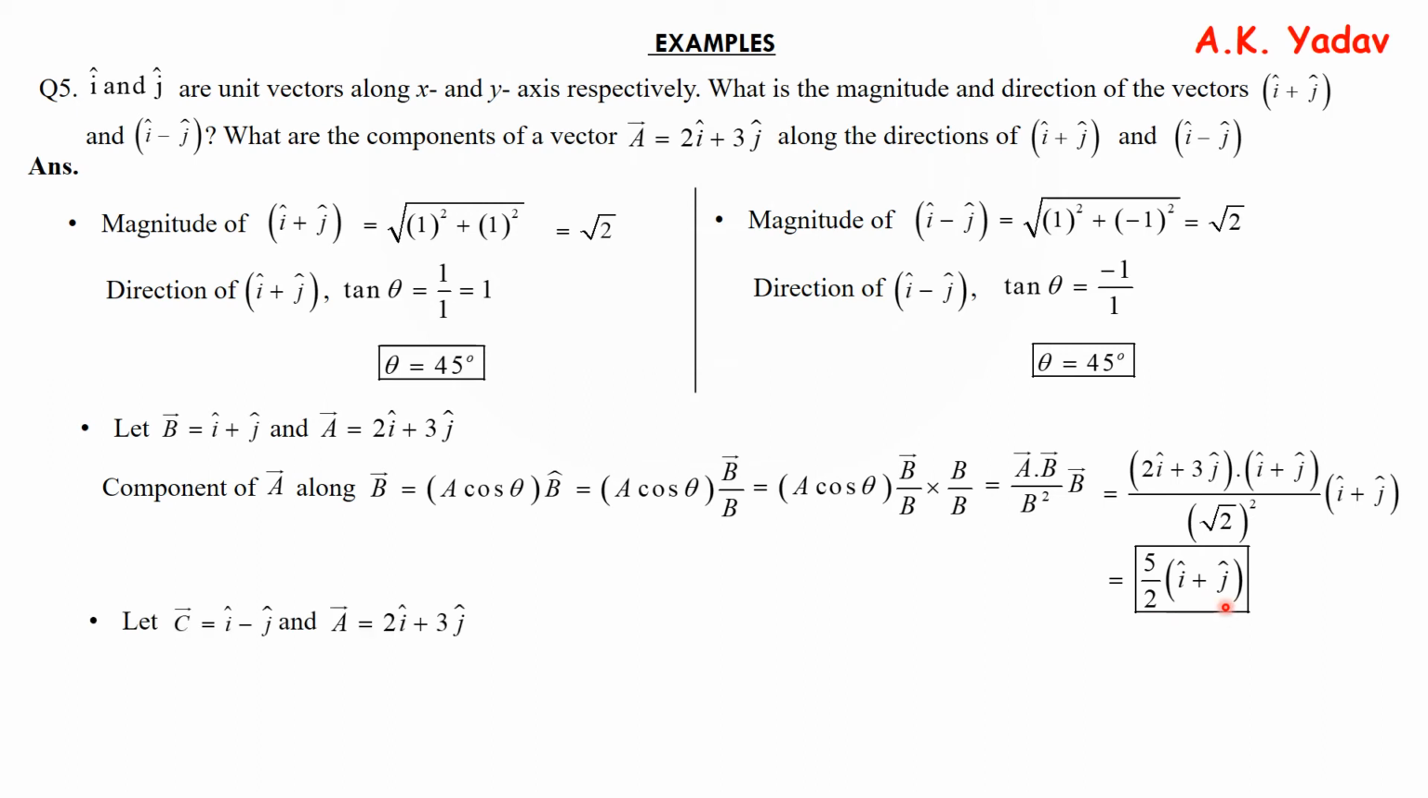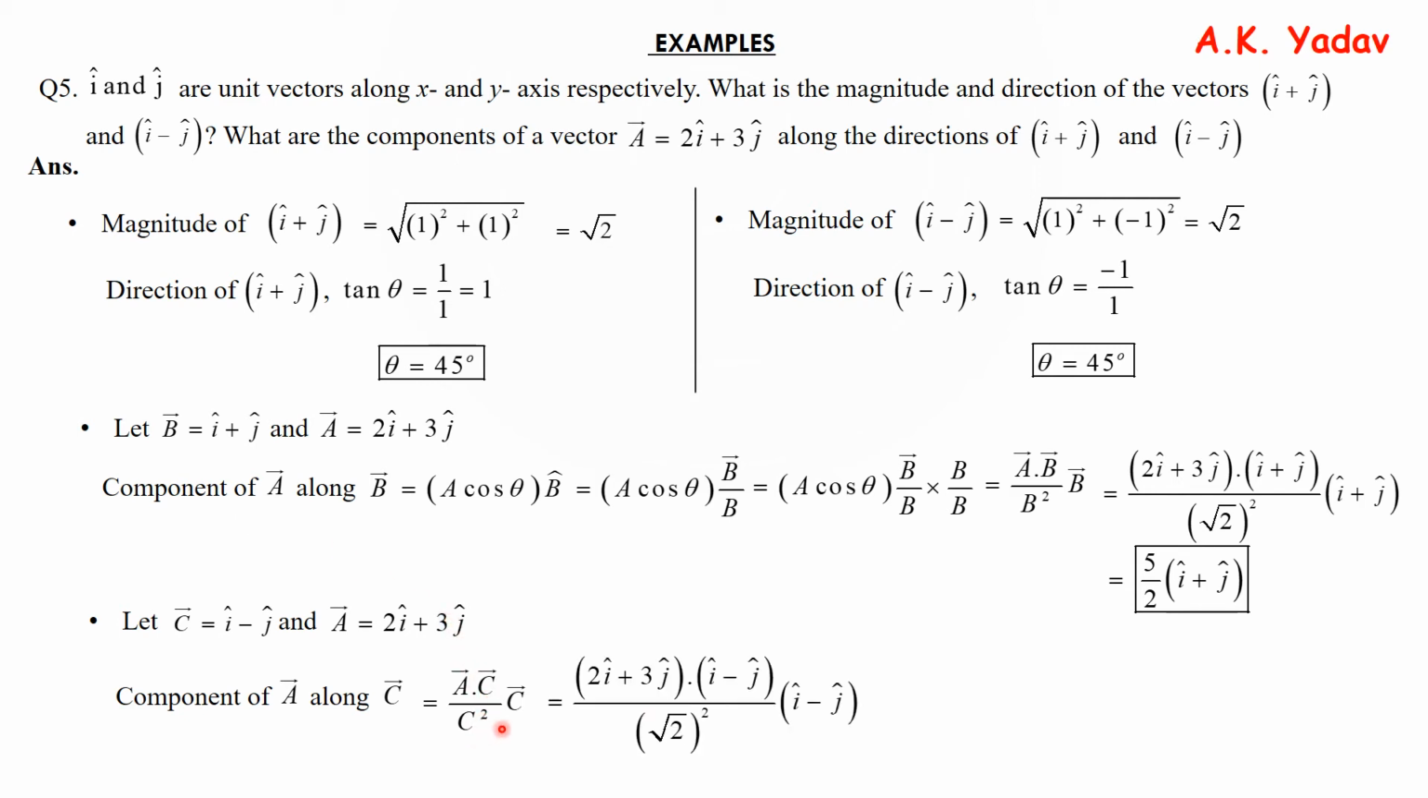Now in order to find the component of vector a along the direction of i minus j, let us consider i minus j equal to vector c, and a is already given. So processing on the same lines as the previous case, the component of a along c is a dot c upon c square into c vector. We put the values, and what we get, minus of 1 by 2 in bracket i minus j.